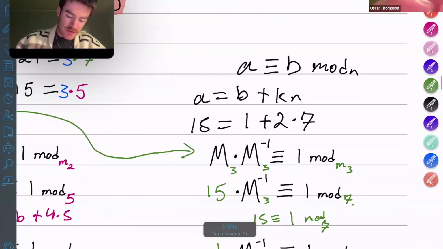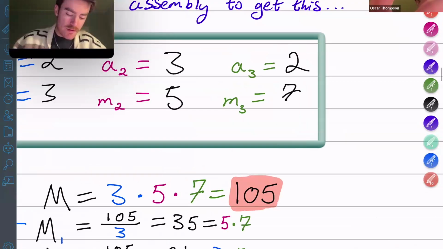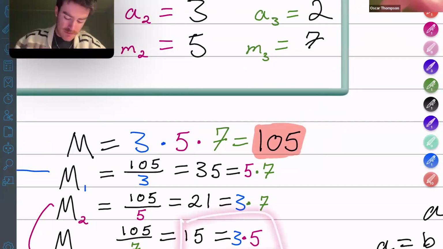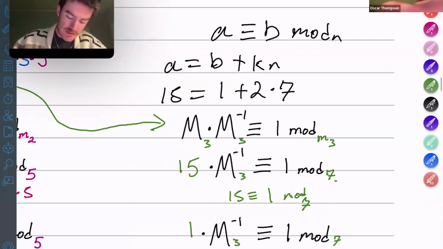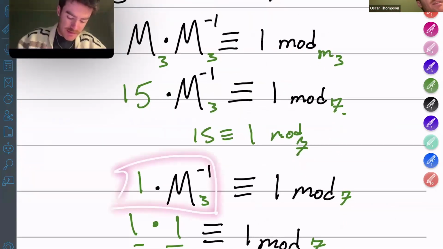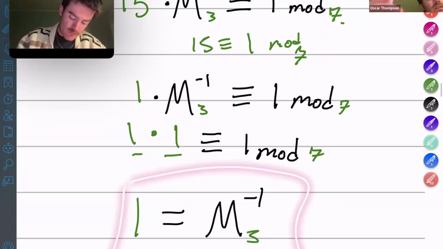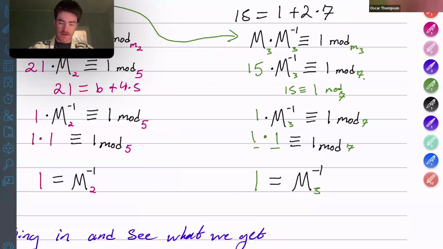Coming on with the green arrow, we have our big M sub 3 times big M inverse sub 3 is congruent to 1 mod 7. If you remember from up here, our big M sub 3 was 3 times 5, which is 15. 15 in mod 7, think about 14, that's just 2, and then 14 and 15 are 1 away. So it's once again going to be 1, which makes this nice and easy, because 1 times 1 is congruent to 1 mod 7. Therefore, 1 is the multiplicative inverse of 15.